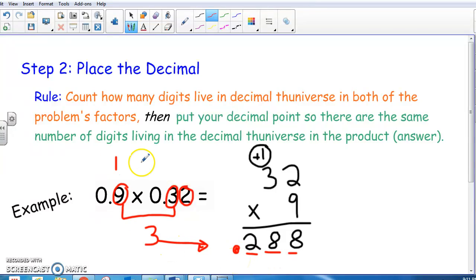My estimate would be about 1 times 0, which is 0, which, what do you know? If I have nothing in my whole number place value, that's pretty close to 0.